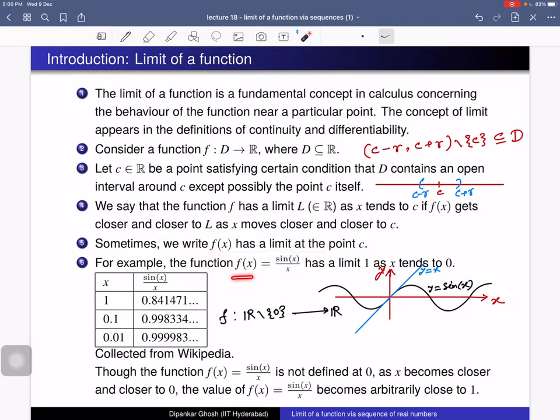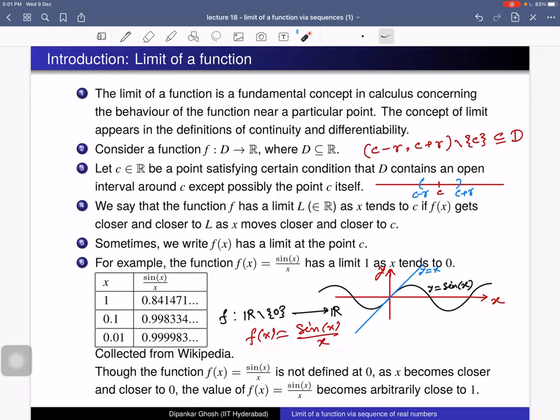So let's analyze this function. This is a function from this set to the set of real numbers. The domain is R minus the singleton set {0}. What should be the limit of this function at the point x equal to 0? The concept is that as x gets closer and closer to 0, we need to check whether the function value gets closer and closer to a particular value or not.